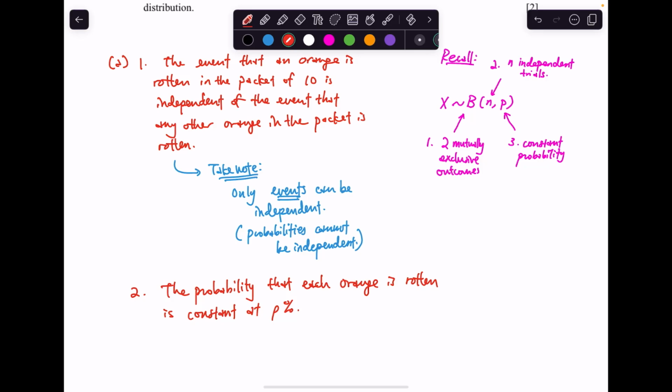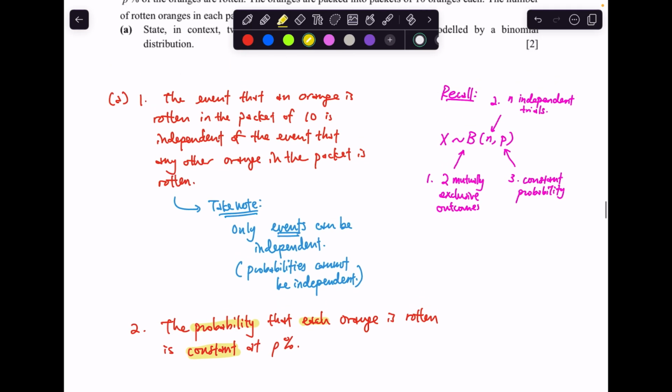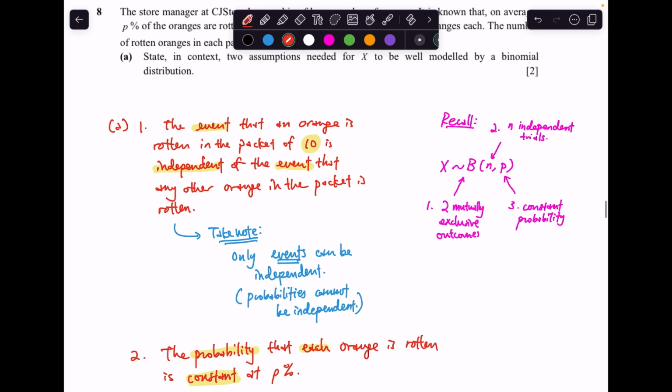Okay, so we want to basically sneak in some of the keywords, basically constant, the probability is constant, it's for each one, each orange. Okay, this is just to fit into context. In the above assumption just now, we want to talk about how the events are independent to the event that other ones are rotten. We want to also sneak in the 10 trials. Okay, so part A is done.